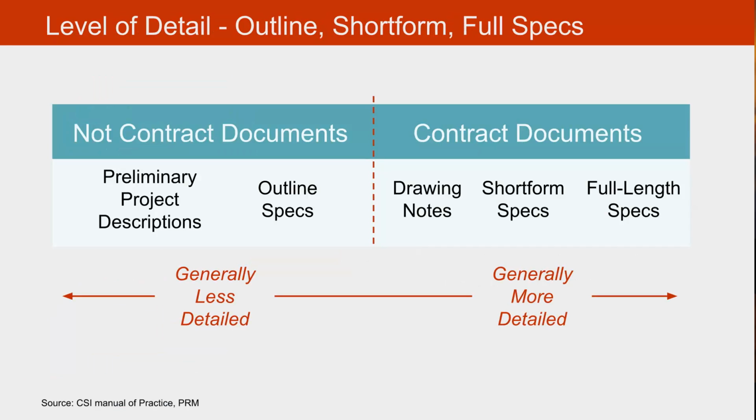So it's important to understand the level of detail between outline, short form, and full specifications. Outline specifications and the preliminary project descriptions that we talked about earlier are not contract documents. Those are specifications that will accompany typically a proposal. A proposal is not a contract, and these are generally less detailed, mostly because you don't have a contract yet. The contract documents, however, will have drawing notes, which is a form of specification, and it may have either short form or long form, full-length specifications that are generally detailed appropriate to the type and requirements of the project. Short form and long form specifications are contract documents.